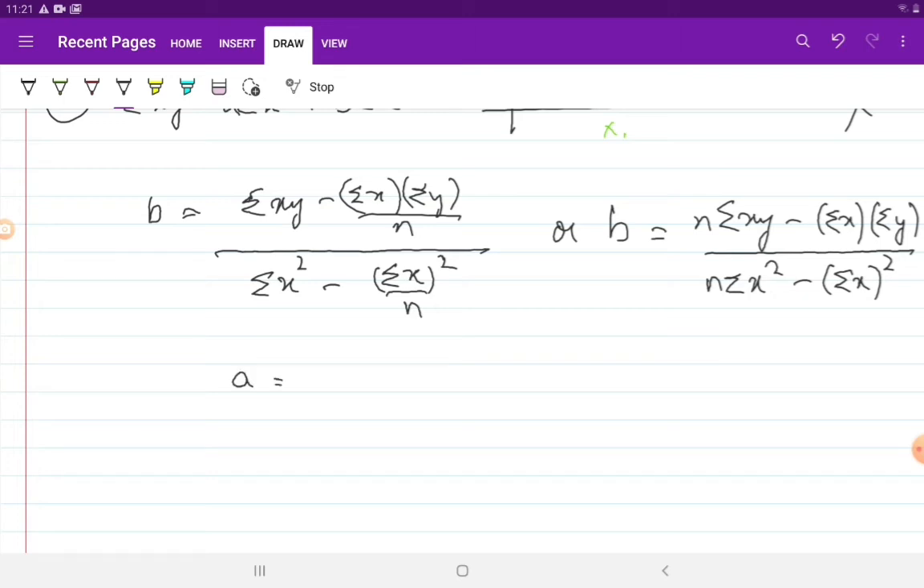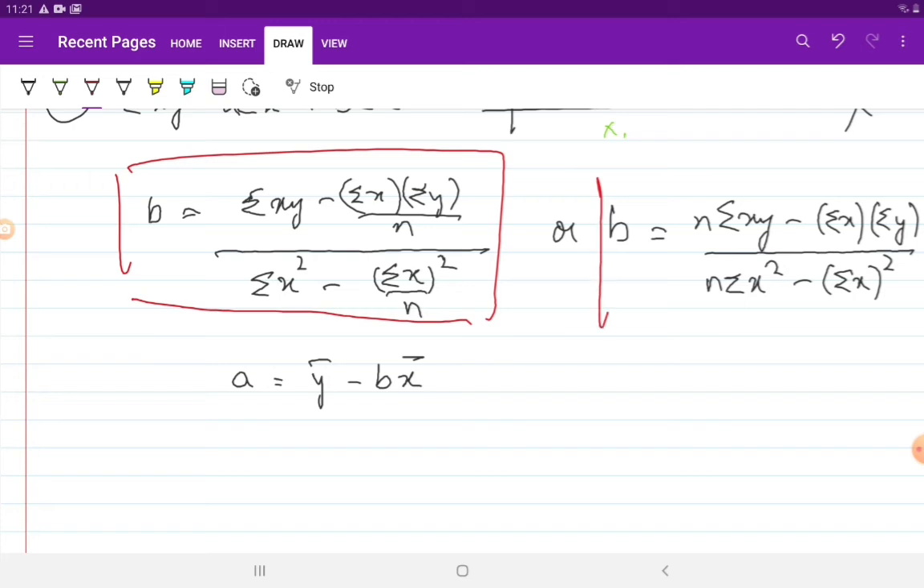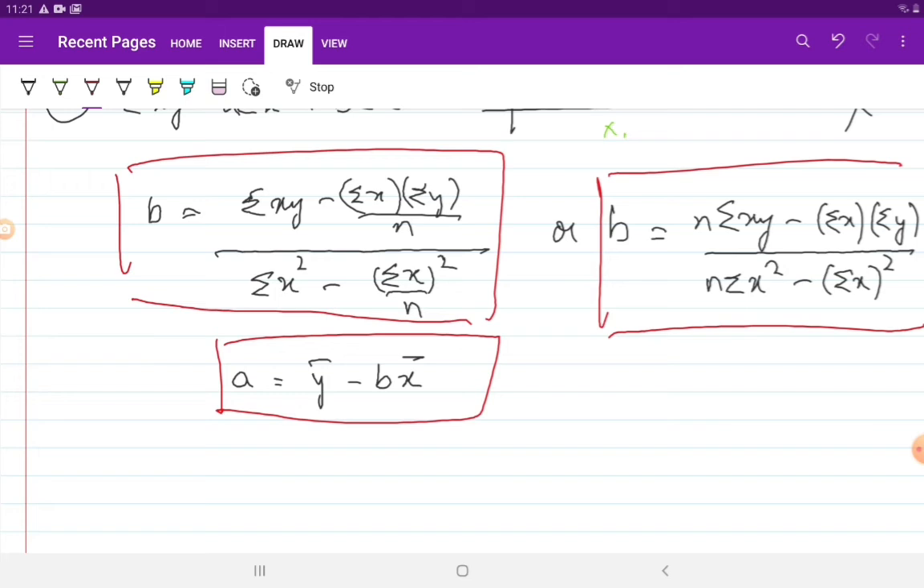simply by y bar minus b times x bar. Okay. So you can remember the formula for b in either of these formats, whichever you find simpler, and this is the formula that you have to remember for a, right?